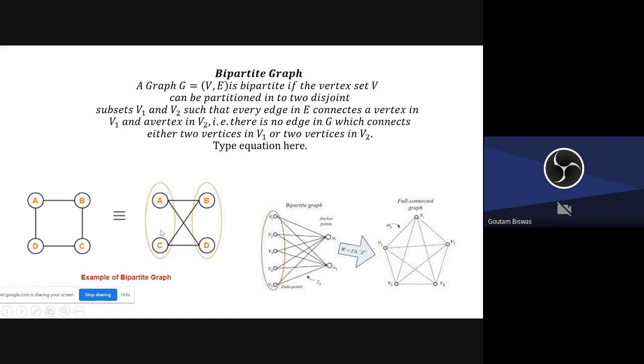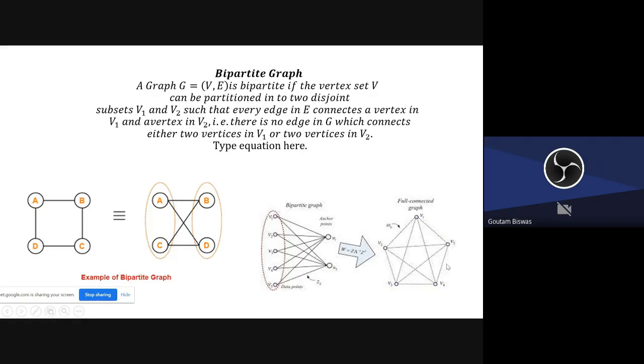But there will be no vertex set here. Okay. No edge between these two. That is called a bipartite graph. Okay, so here V1, V2, V3, V4, U1, U2 are connected, but these two are not connected. This is called a bipartite graph.